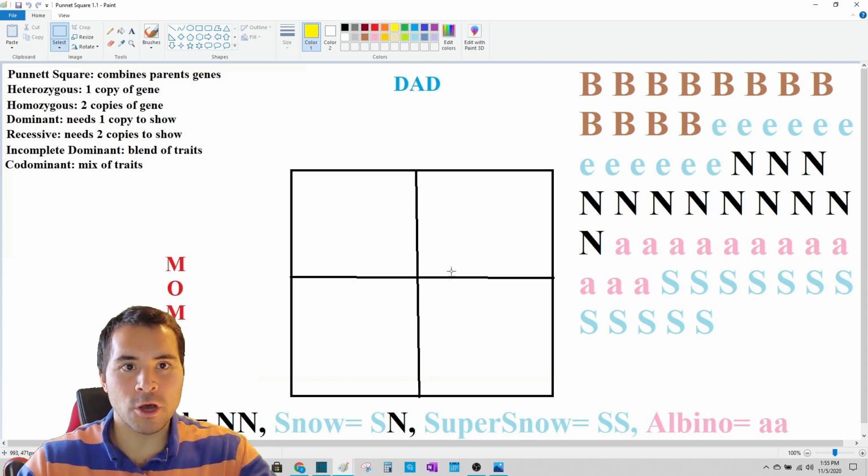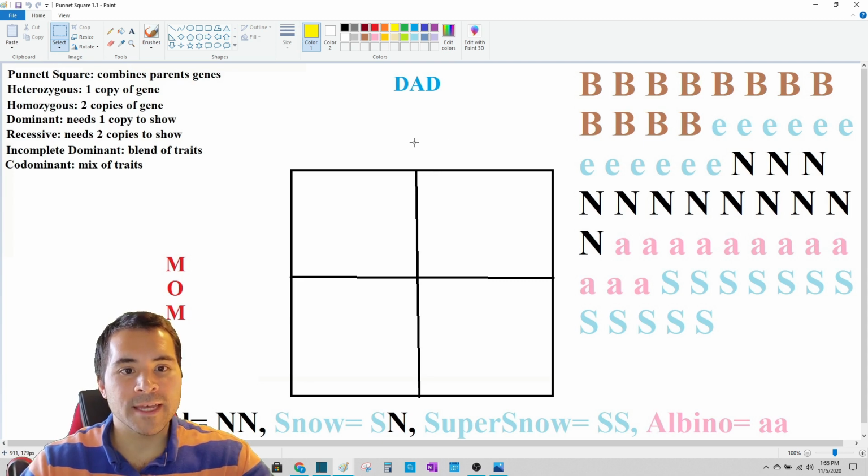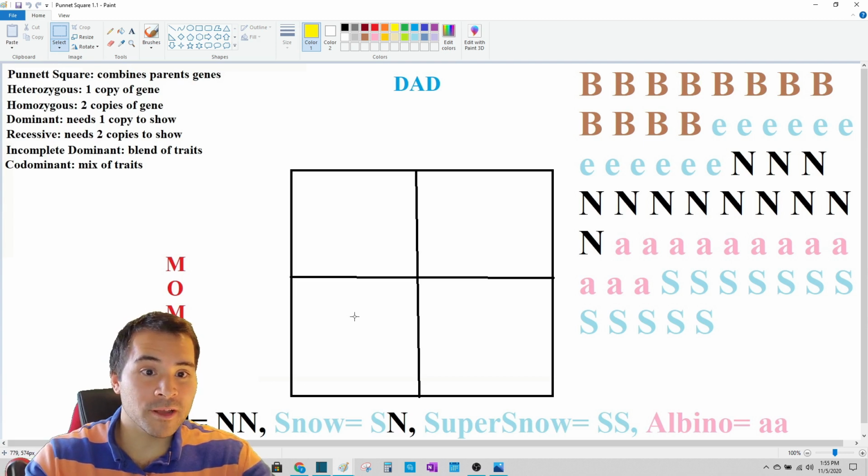I should first note that with a Punnett square, this is based off of an outcome. Block number 1 is 1 of 1. Block number 2 is 1 of 2. Block number 3 is 1 of 3. Block number 4 is 1 of 4.